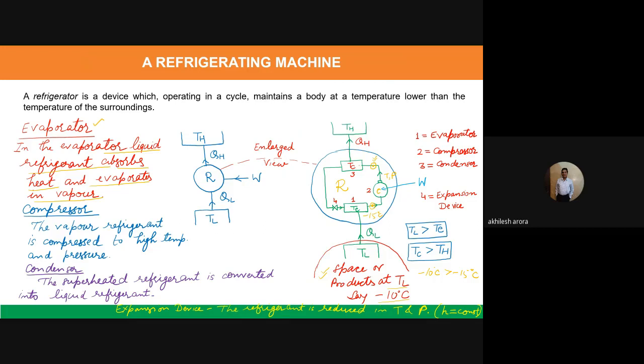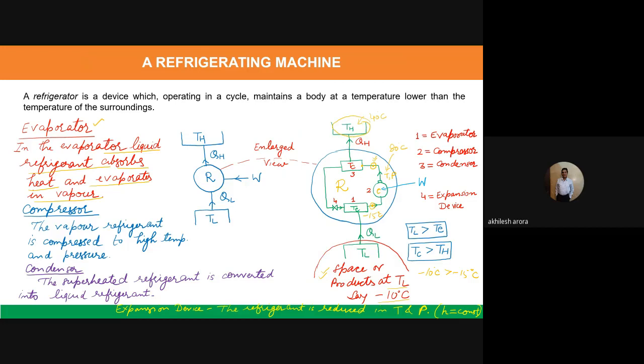So when it enters into the condenser here, the superheated vapor starts losing its heat to the surroundings, which are maintained at temperature TH. So if I say the temperature T at the exit from the compressor is say 80 degrees Celsius and the ambient temperature is, let us say, 40 degrees Celsius, automatically the heat transfer will take place in the condenser from the superheated refrigerant vapor to the surroundings here.